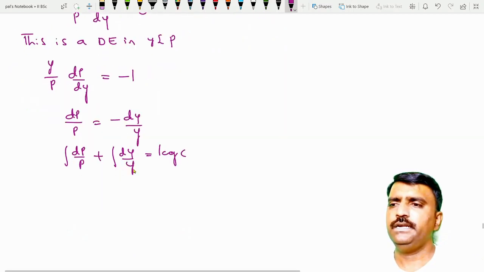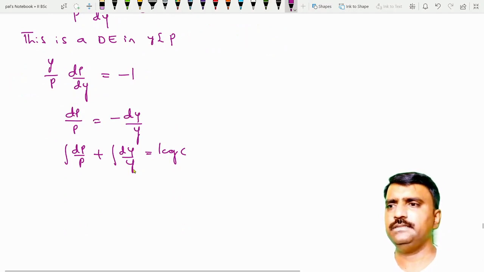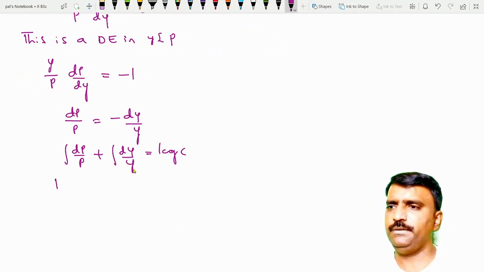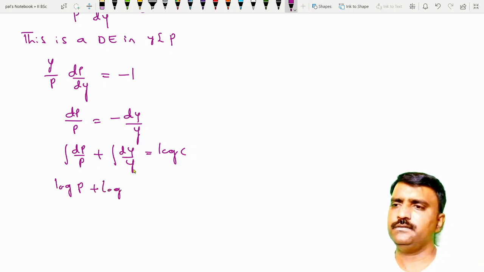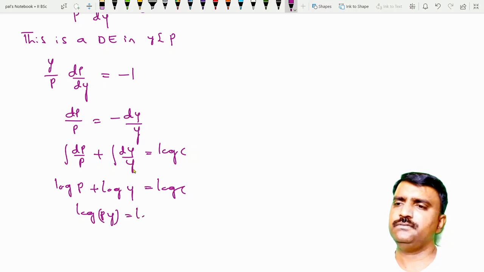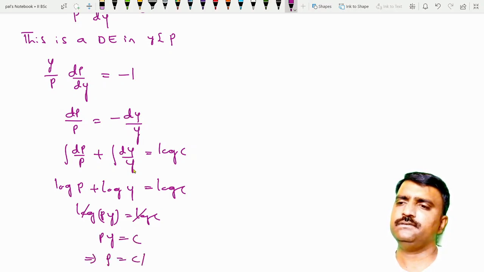So now integration of 1 by p is log p. Log p plus log y is equal to log c. So again it is log of py is equal to log c. Cancel log, py is equal to c, which implies that p is equal to c by y. Take this as equation 2.